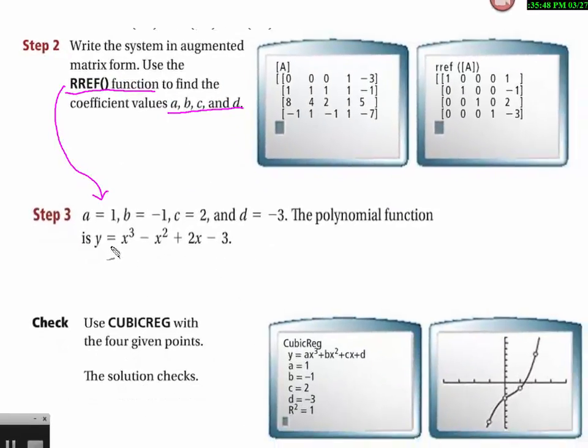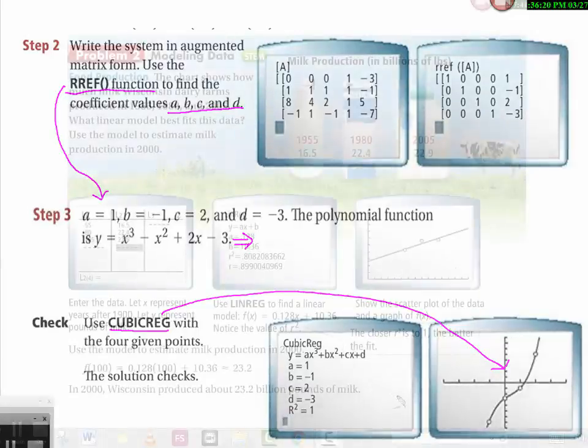We plug the coefficients back into the original function, and this is the cubic function where all the 4 points will pass through. And you can always use the cubic reg, which is the cubic regression function, in your graphing calculator to check if these 4 points are actually lying on the graph. I'm going to show this in a separate video on how to use the calculator to do this.